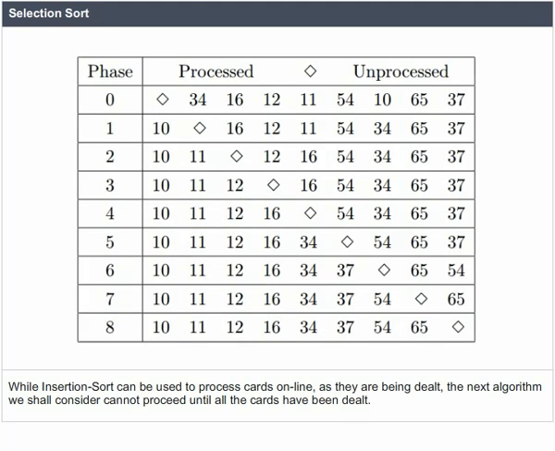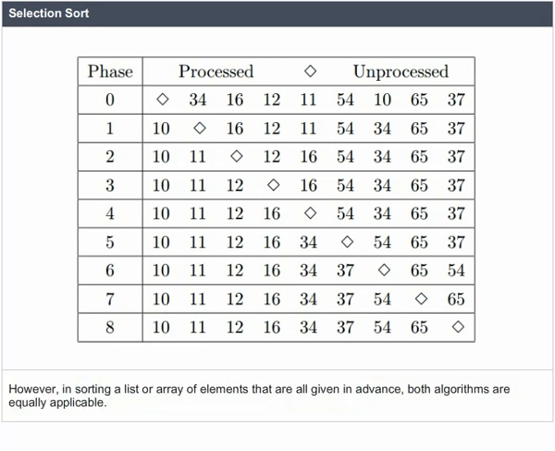Selection sort. While insertion sort can be used to process cards online as they are being dealt, the next algorithm we shall consider cannot proceed until all the cards have been dealt. However, in sorting a list or array of elements that are all given in advance, both algorithms are equally applicable. Selection sort begins by examining the list of elements, selecting the smallest one and swapping it with the first element of the list.